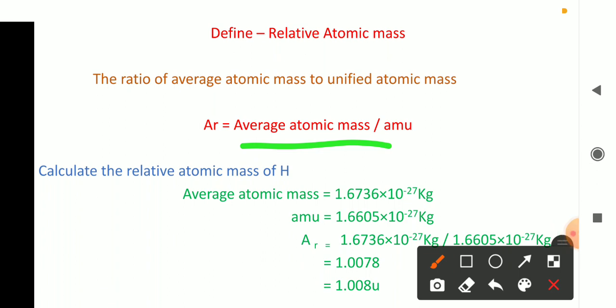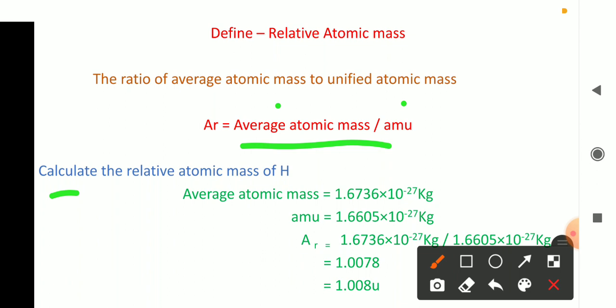So relative atomic mass is equal to average atomic mass divided by AMU. This is the formula of relative atomic mass, and it is explained by considering an example of the hydrogen atom. Now we are going to calculate the relative atomic mass of hydrogen. In order to calculate the relative atomic mass, what are the things we need? We need two things. One is average atomic mass, and the other is unified atomic mass.